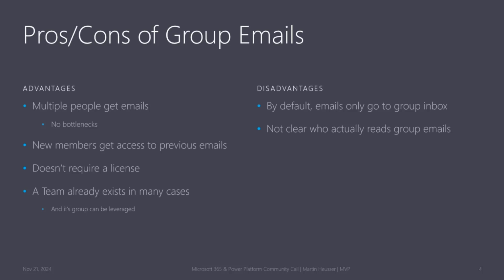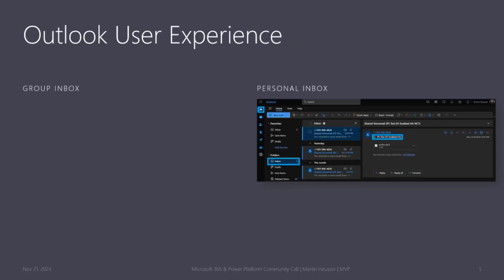On the con side, we have that by default, the emails go into the group inbox. So it's always a little bit tricky to know who actually reads the group emails because members can subscribe to these group emails or not. If you're subscribed, you get the group emails in your personal inbox. If you don't do that, you would have to constantly monitor the group inbox and regularly check it. Has there been new voicemail or not? So it's very difficult to manage as IT admins, as we can never know if we have to build some custom stuff.